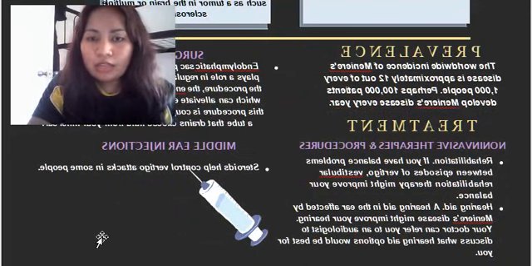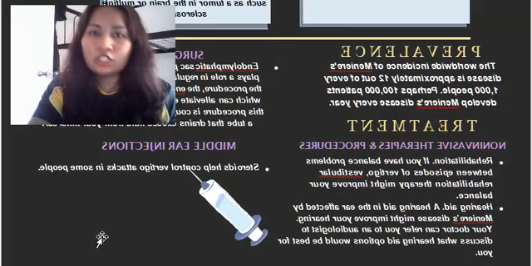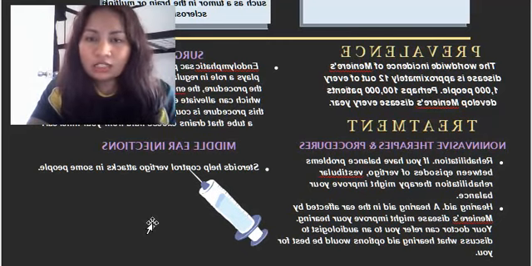And a last treatment that a person with the disease could opt for is middle ear injections. One of the things that will be injected into the middle ear is steroids. Steroids help to control vertigo attacks in some people.